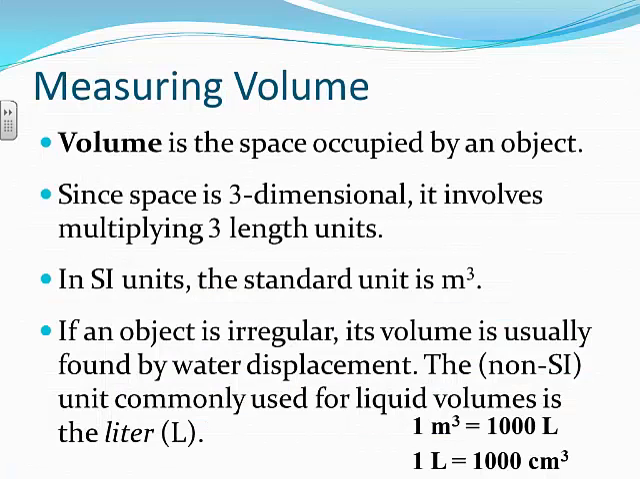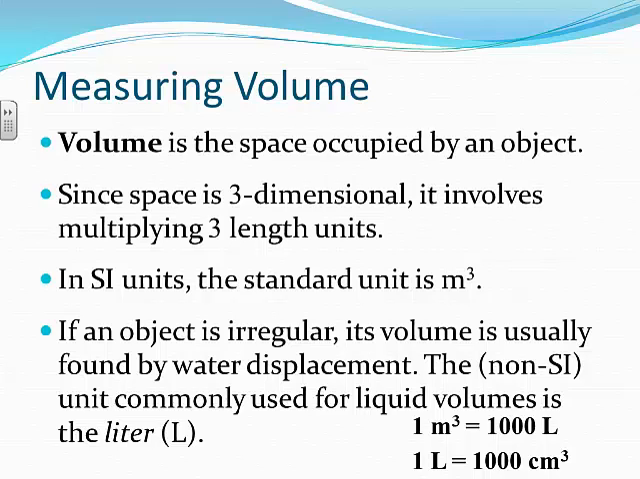We can also measure volume. Now, volume is the space occupied by an object. Since space is 3-dimensional, it involves multiplying 3 length units. In SI units, which is what we call the International System of Units, the standard unit is cubic meters. If an object is irregular, its volume is usually found by water displacement rather than by using a formula. We don't have formulas for irregularly shaped objects.